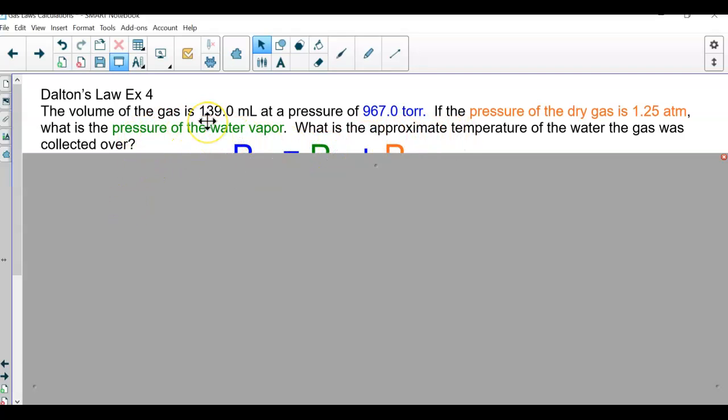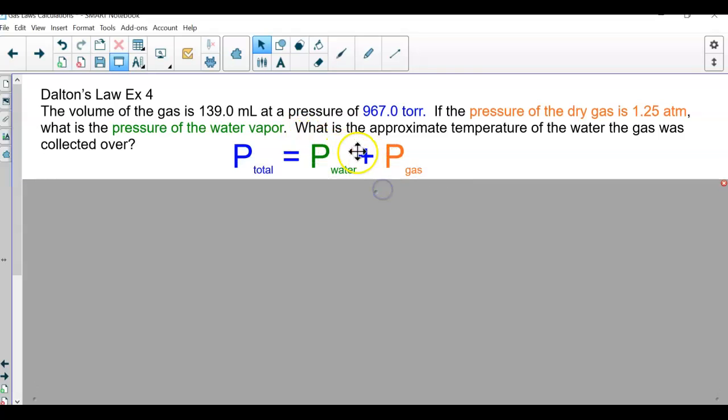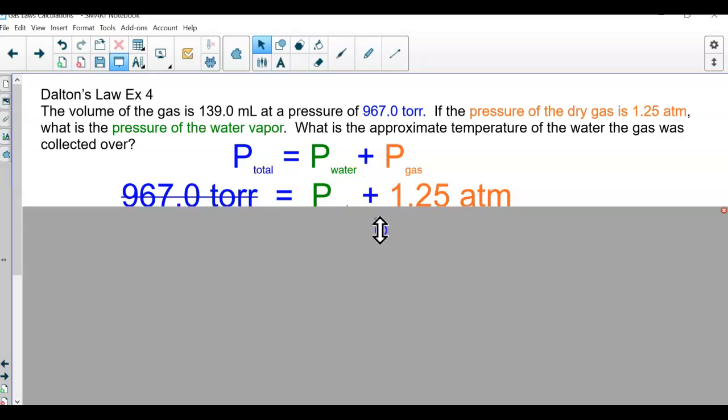What is the pressure of the water vapor? So we need a temperature to determine that, and we don't have that, so we're going to have to use our algebraic formula to do that. And then the second question is, what is the approximate temperature of that water when we get that pressure? So we're going to work that vapor pressure table backwards. So P total equals P water plus P gas. Only two gases in my container are water and gas, so water vapor and dry gas.